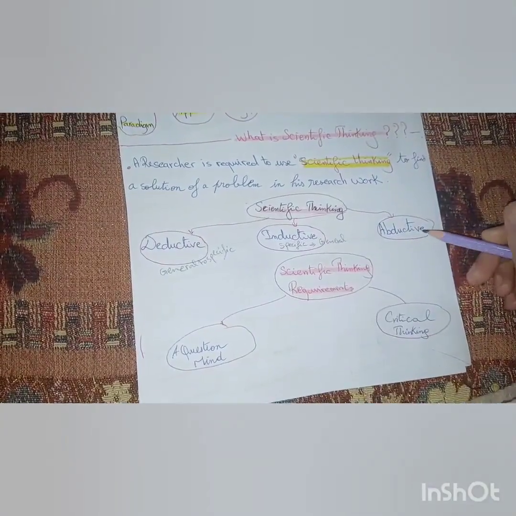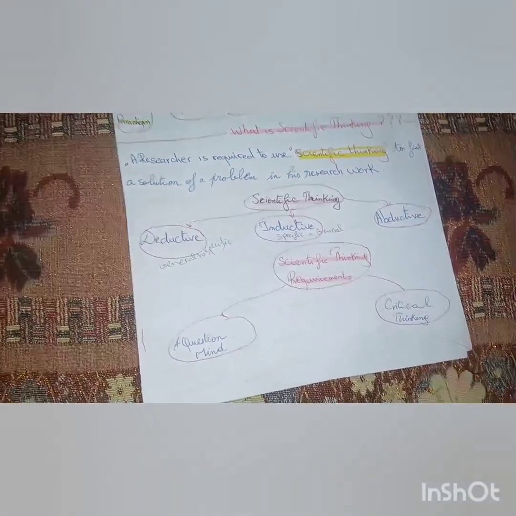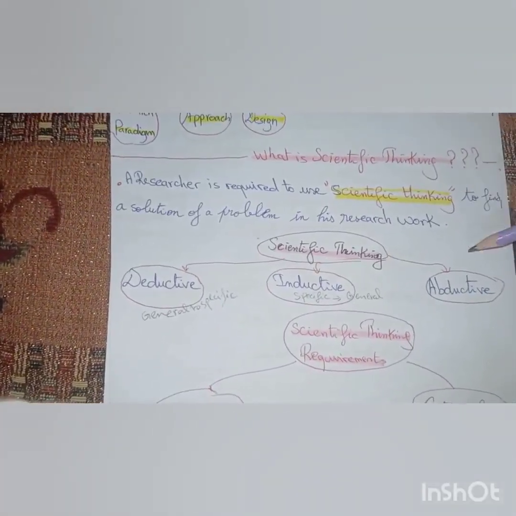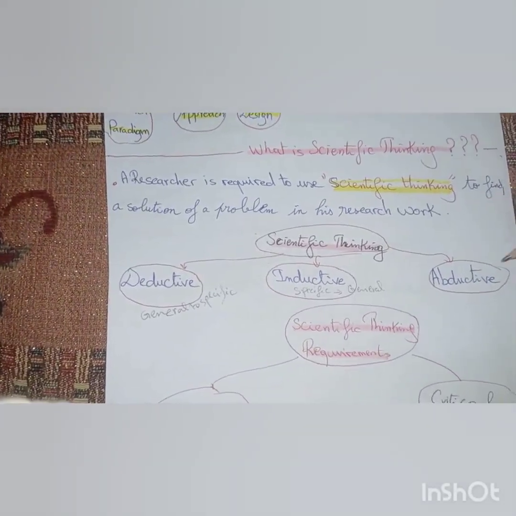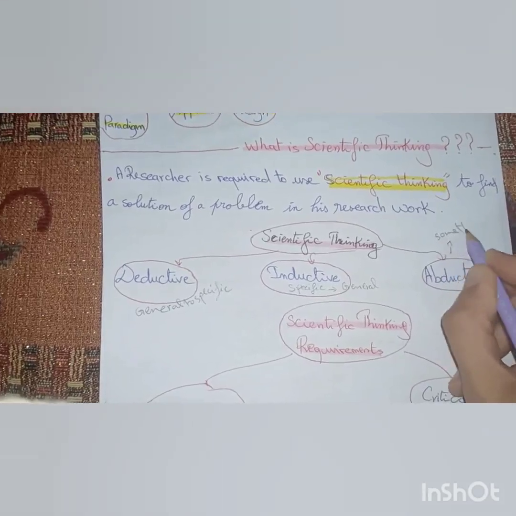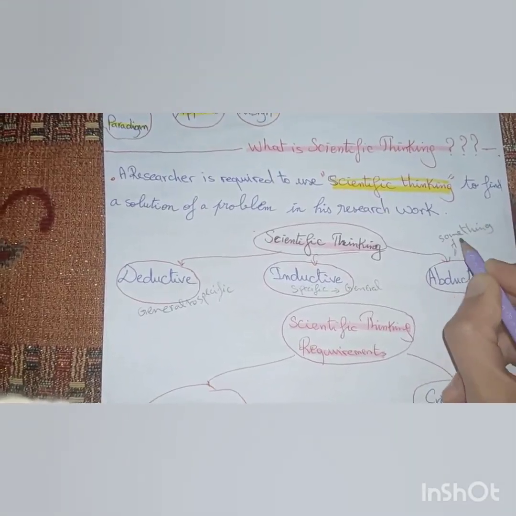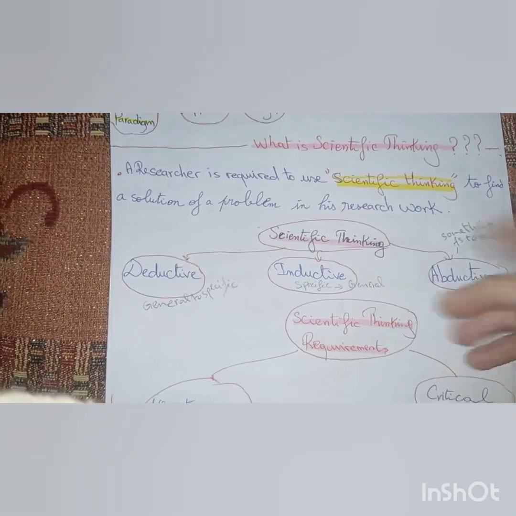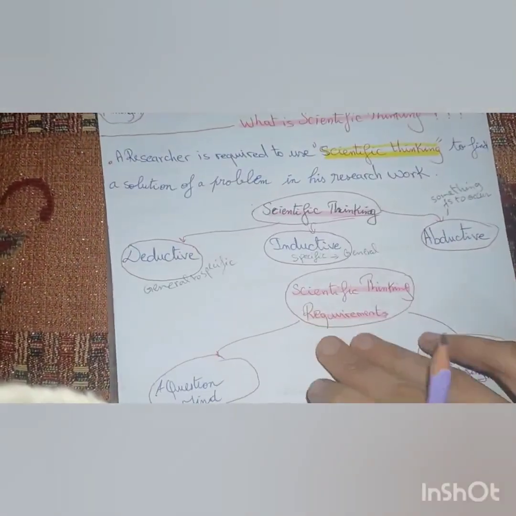and abductive is when you feel that something is going to happen, or to occur. To have a sense.